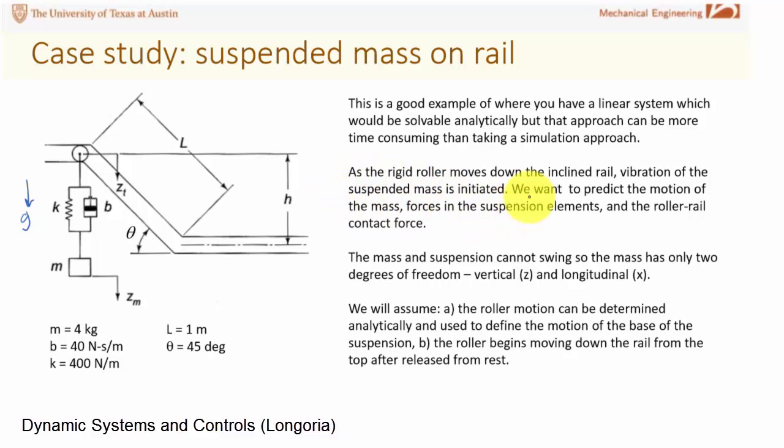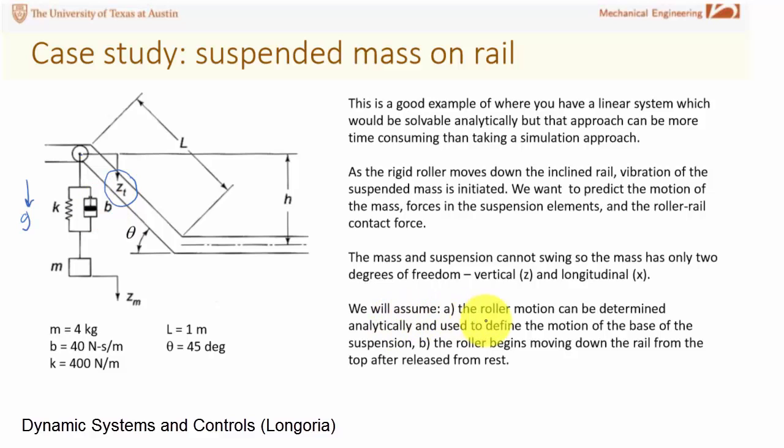As I mentioned, the rigid roller moves down the incline and there's a suspended mass. The suspended mass is going to be forced into some oscillations. This is a problem also where we can model it by, if I know the motion of this point here, then the model for the suspended mass is not too difficult. So if we can determine that input z of t in terms of velocity and displacement, we can use that as an input into the system and then use that in our simulation.